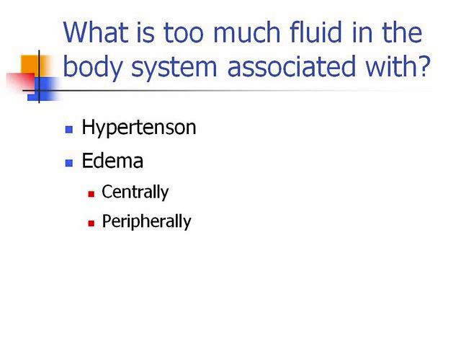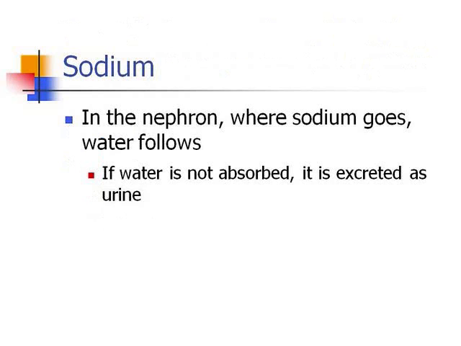But what is too much fluid in the body system associated with? Hypertension, edema, whether it be central edema or peripheral edema. In the nephrons, where sodium goes, water follows. If water is not absorbed, it is excreted in the urine.